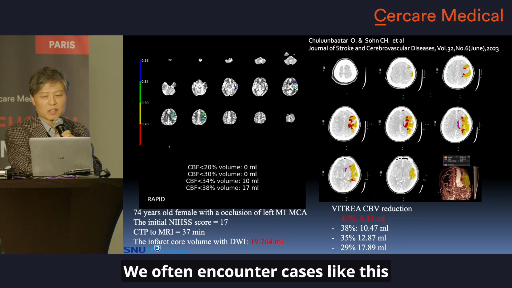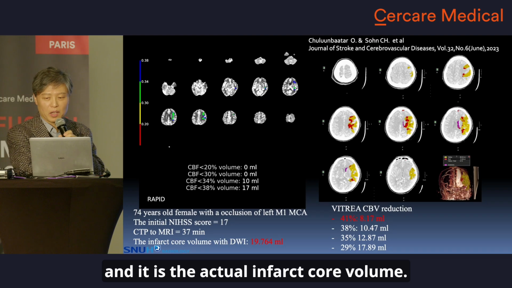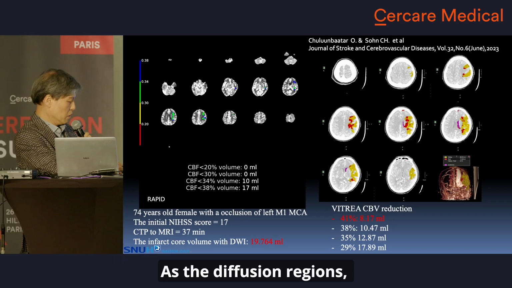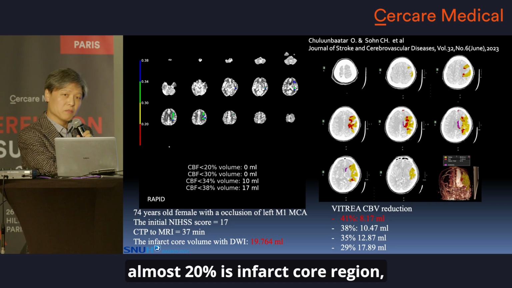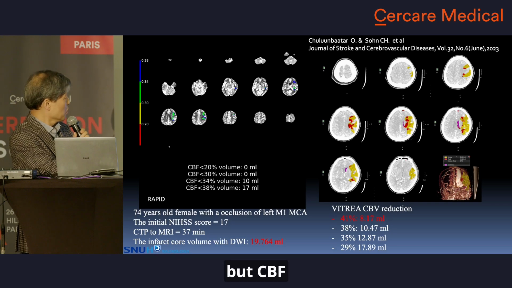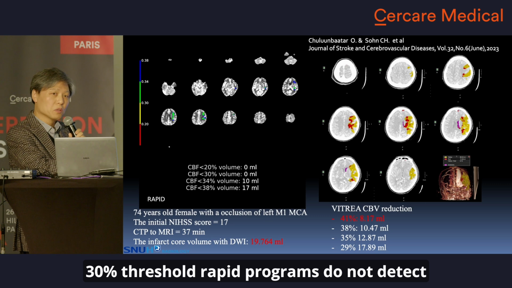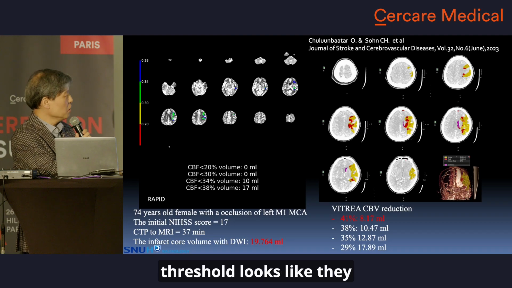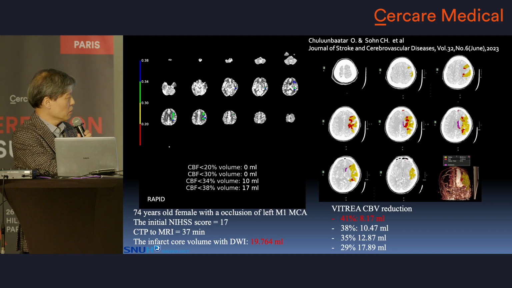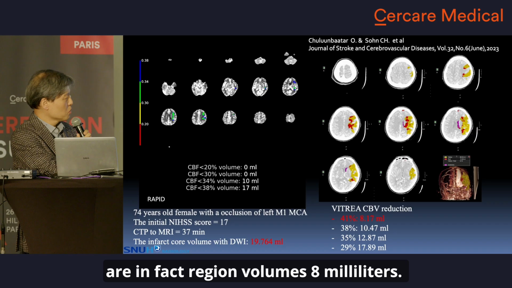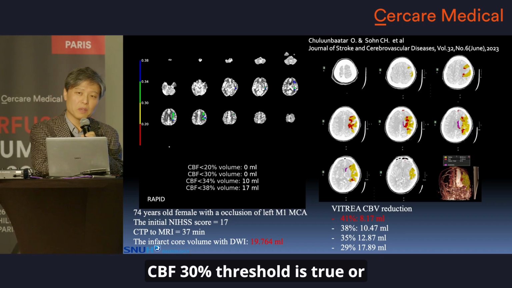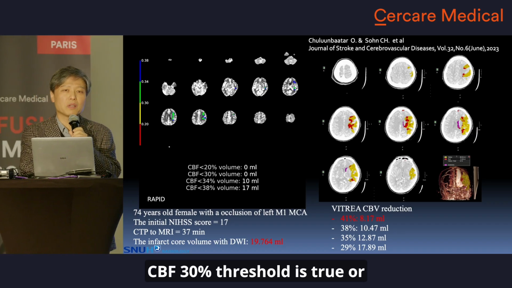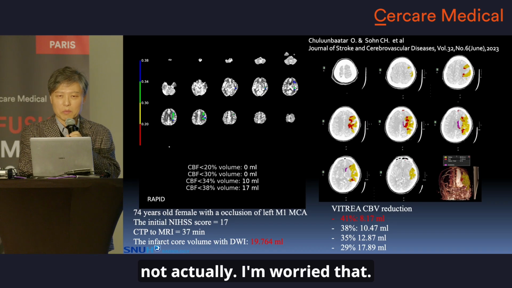We often encounter cases like this, in which the actual infarct core volume on the diffusion lesion is almost 20 milliliters, but the CBF 30% threshold in RAPID does not detect the infarct core lesion. But with other software using a CBV threshold, the infarct lesion volume looks like 8 milliliters. CBF 30% threshold, is it true or not? Actually, I'm worried about that.